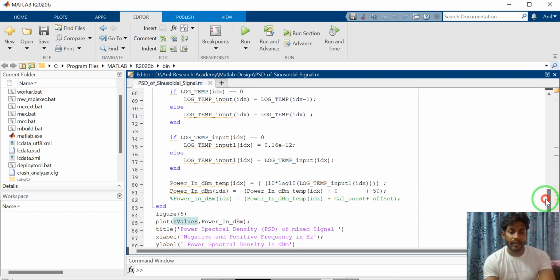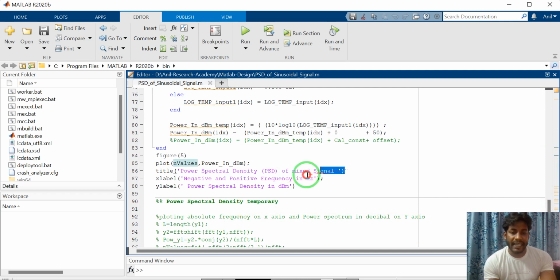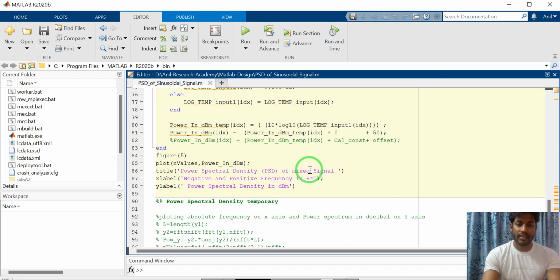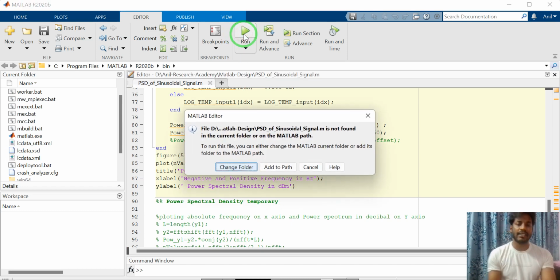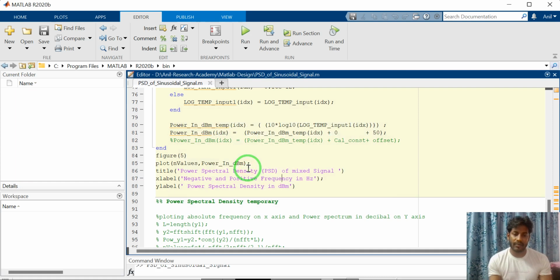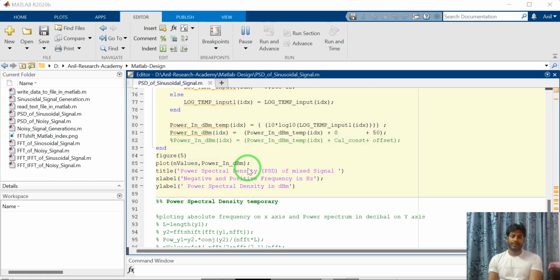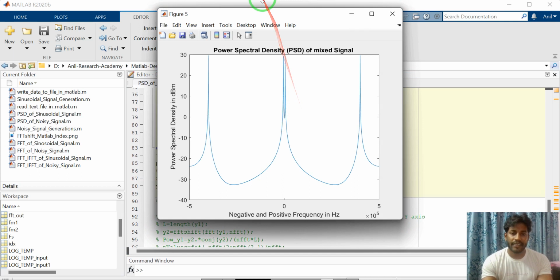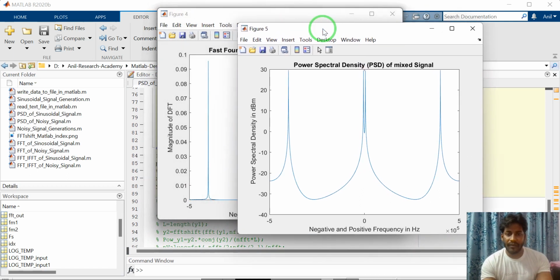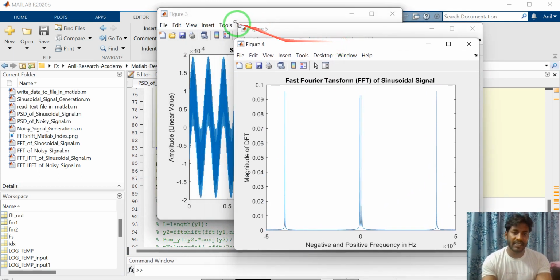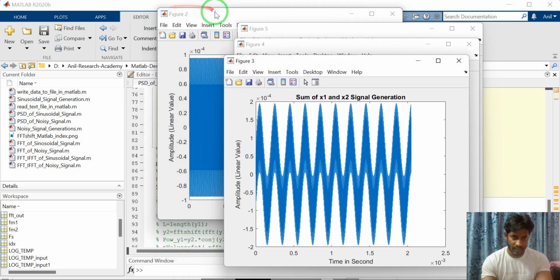Okay, and I have titled it as power spectral density of mixed signal or sinusoidal signal. Okay, and x label I have marked as negative and positive frequency, y label marked as power spectral density in dBm. Okay, just Control S to save it and just do the simulation. First change the folder and do the simulation. Okay, I have generated 5 figures. Just I am rearranging and then I will explain all the outputs.